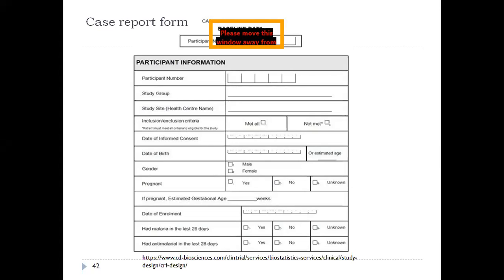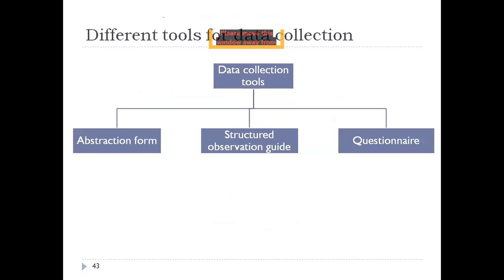Pregnant, yes or no. The date of enrollment, did the person have malaria in the last 28 days, yes or no. And then did the person take an anti-malarial in the last 28 days, yes or no, or unknown. So this is how a case report form has to be created based upon the research protocol and the data that is required to be collected. So the different data collection tools could be abstraction forms, structured observation guides, and questionnaires.